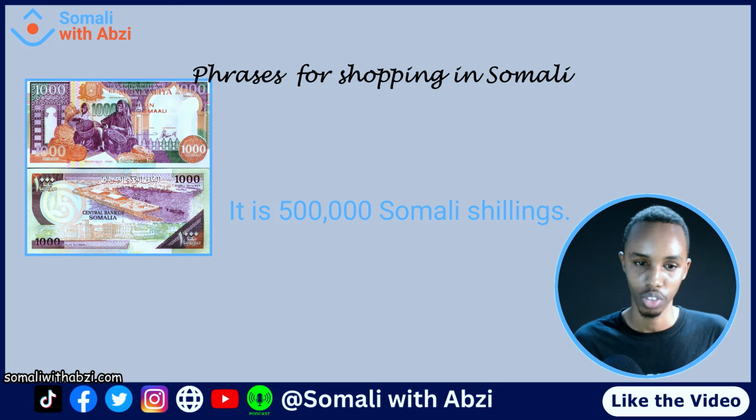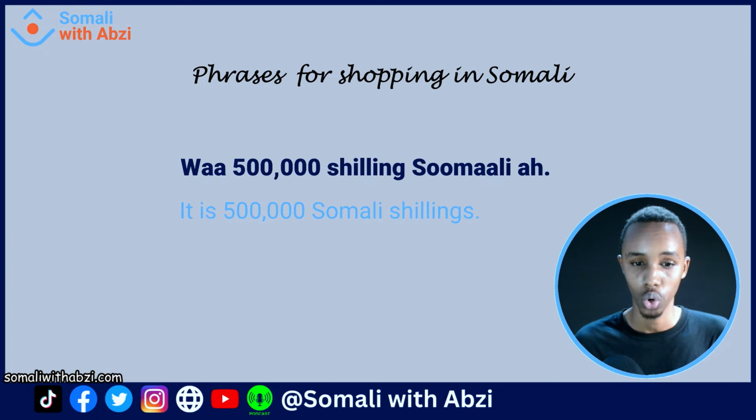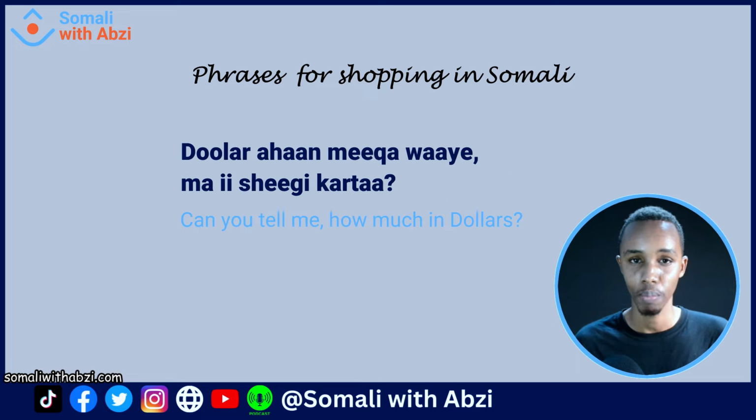So we would say, wa shan boqol kun shilling Somali ah. Then maybe you're going to know 500,000 Somali shillings as dollar, so you can ask like this. Dollar ahaan meqa waaye? So dollar ahaan as a dollar, meqa waaye means how much is it?